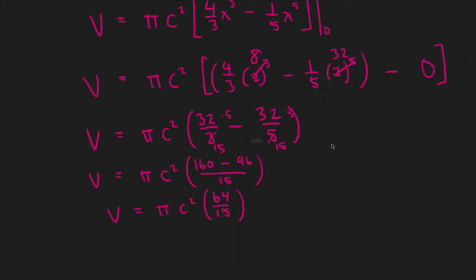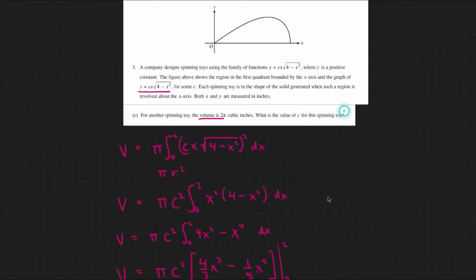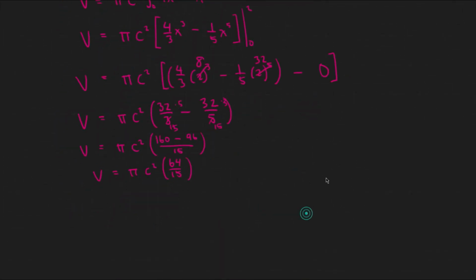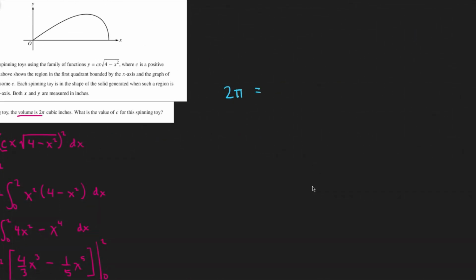And now moving all the way back up here, we're given that the volume is 2 pi cubic inches. So I'm going to change to another color to solve for our c value. So we're going to set 2 pi equal to this value that we got over here. So pi c squared, 64 over 15.